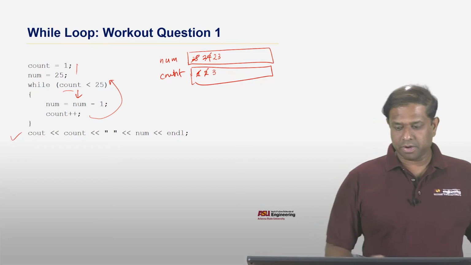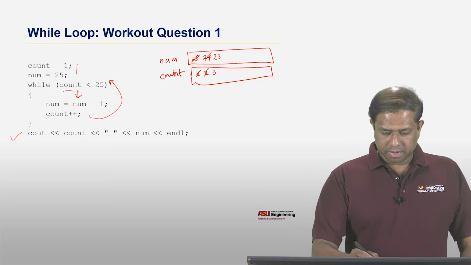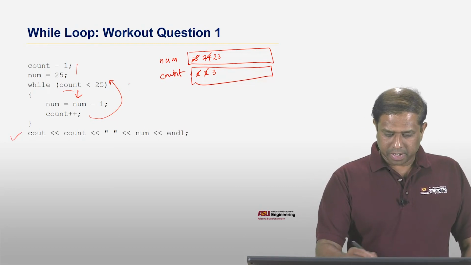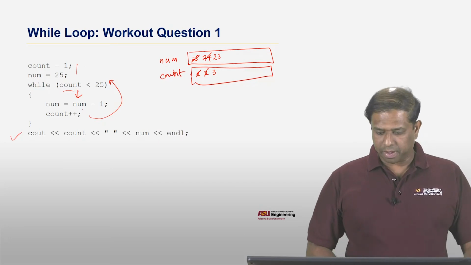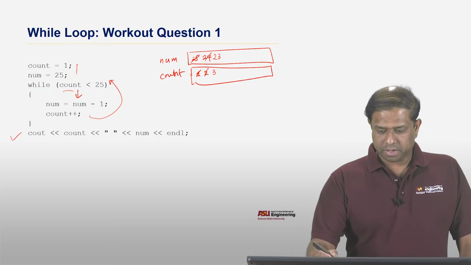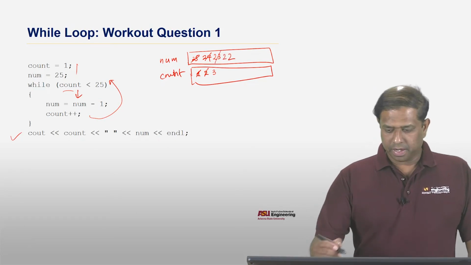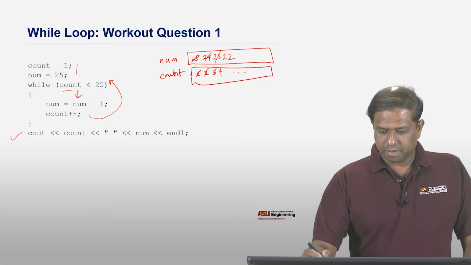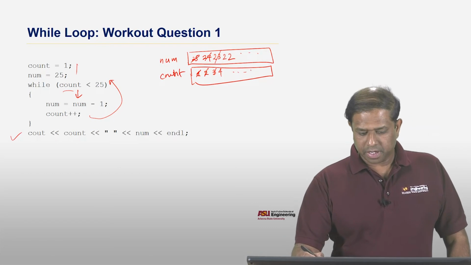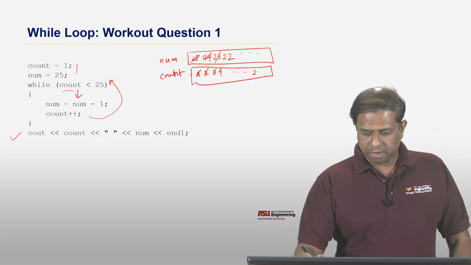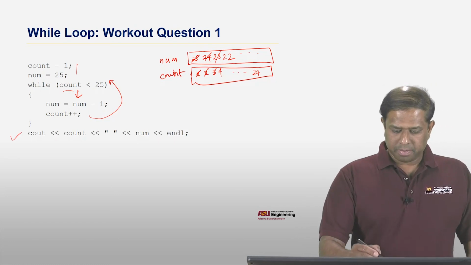So then count is going to be 3, right? So then after doing that operation, we go back here and then check whether the count is less than 25. So then 3 less than 25 is true, so then go inside it. So this becomes 22, and then count becomes 4, right? So then we continue this operation in this way until the count is 24. So when count is 24, we come to this condition.